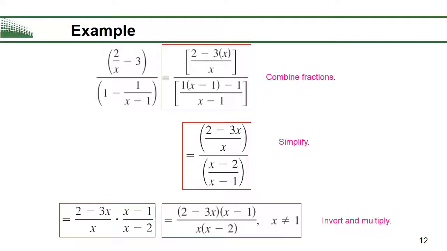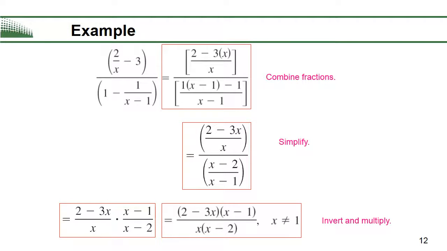Okay, this uses the longer method. We're going to combine the fractions first. So we have 2 minus 3x over x. What they did was they gave the 3 the common denominator of x, and when you put an x in the denominator, you have to give it to the numerator. We did the same thing on the bottom. x minus 1 became the common denominator. And then we simplified that, so we have 2 minus 3x over x on the top, and x minus 2 over x minus 1 on the bottom.